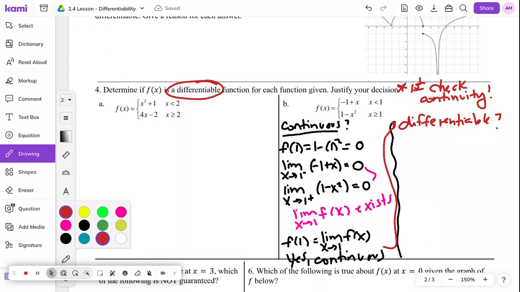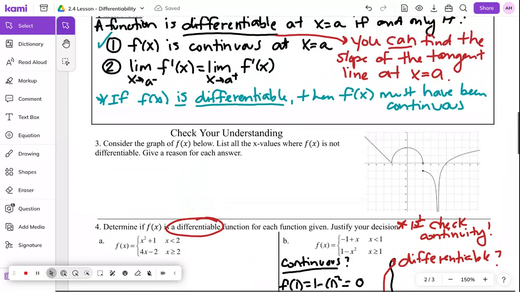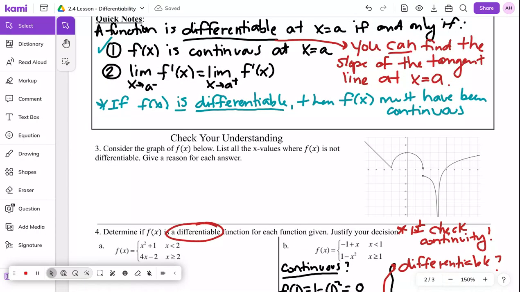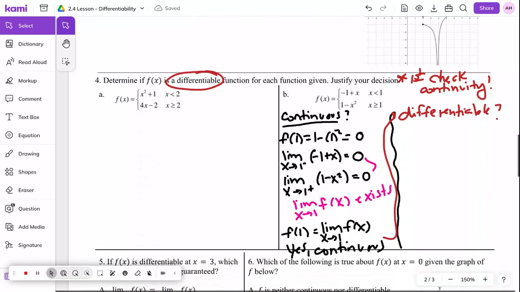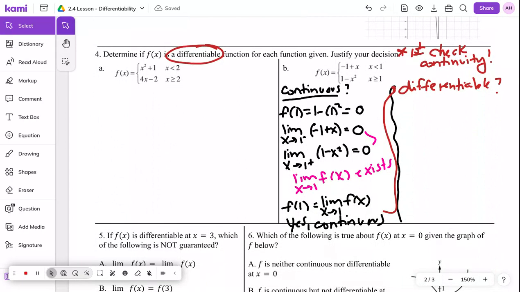So yes, the function's continuous. Now I must go see if the function is differentiable, and I'm going to show you how to do that. Again, to be differentiable, you have to be continuous, so we met the first criteria. And the slopes from the left have to match the slopes from the right. And so I'm going to check that, and here's how you check that.